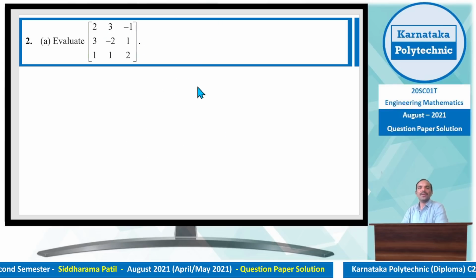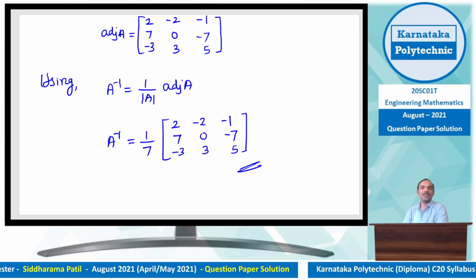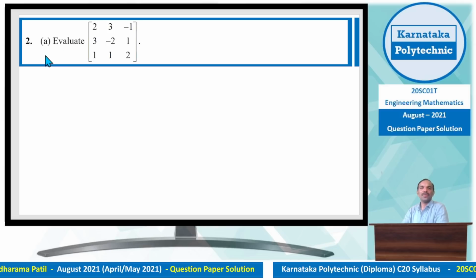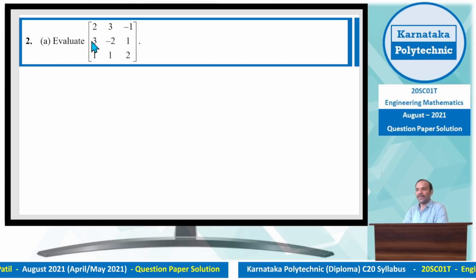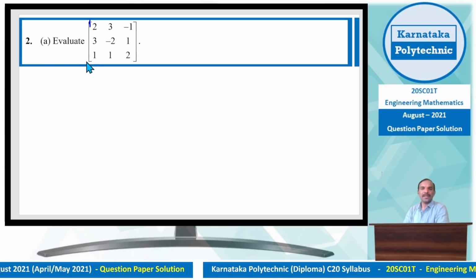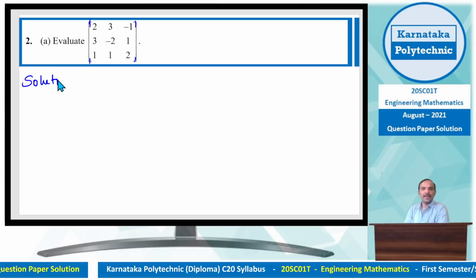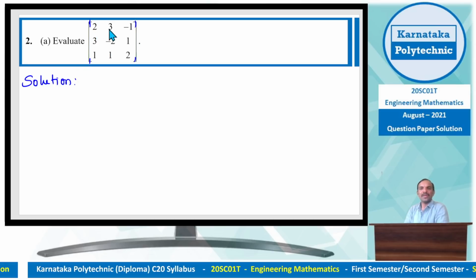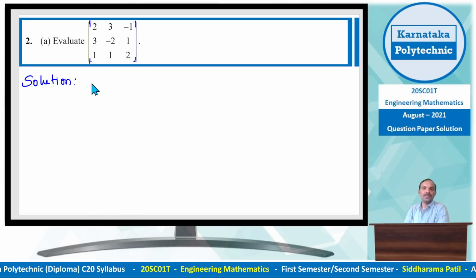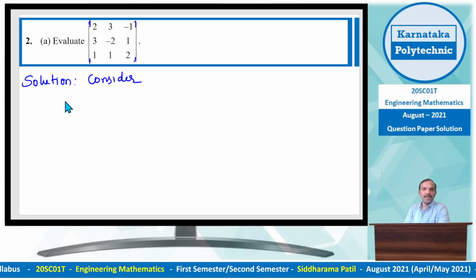Now moving to second question, the first question's all 4 bits are completed. Now 2A, evaluate. Actually it should be determinant; evaluate its determinant value. Solution. Given, actually it is wrongly typed, it is the determinant of 2, 3, minus 1, 3, minus 2, 1, 1, 1, 2. Evaluate. Consider solution.